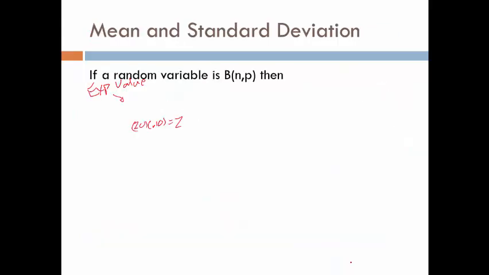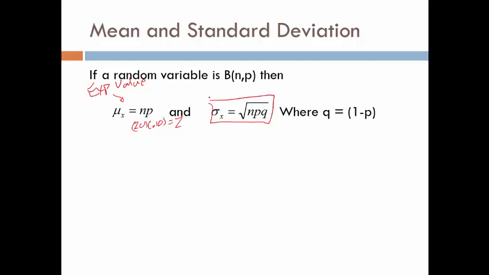However, since it's binomial, there actually is a formula for it, and it's the square root of npq. And q is just 1 minus p. So for us, in that previous example, 20 tickets, probability of winning is 10%, the probability of losing is 90%.